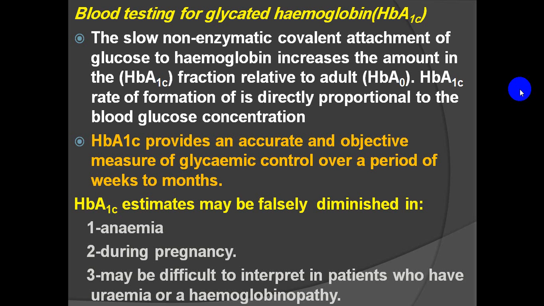Keep in mind that hemoglobin A1C estimation may be falsely diminished in anemia or during pregnancy, or sometimes it is difficult to interpret in patients who have uremia or hemoglobinopathy.